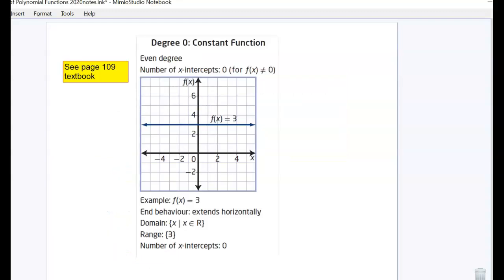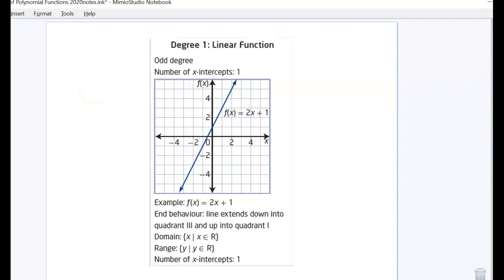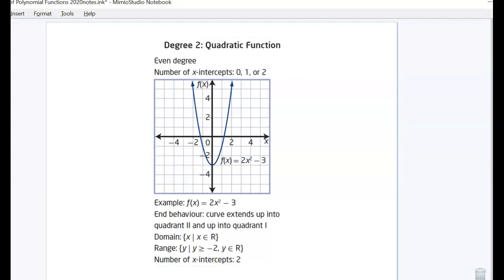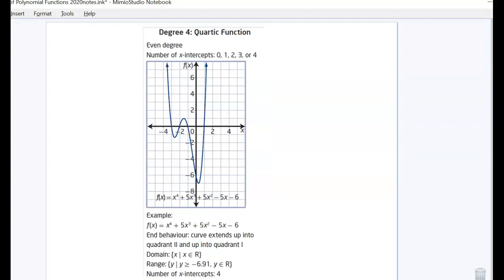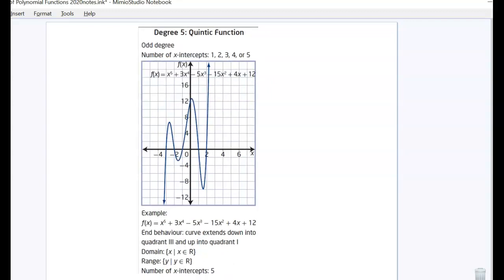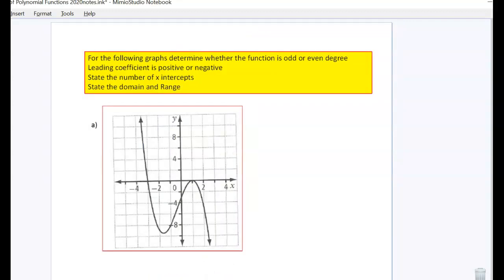All right, now a couple of other things about graphs of polynomials. A degree 0 means it's just a constant. It would be a horizontal line. And these are on page 109 of your textbook, so you don't need to copy these down at all. Linear function is a line, obviously. Quadratic looks like that. A cubic looks something like that. Quartic. Quintic is a degree 5.